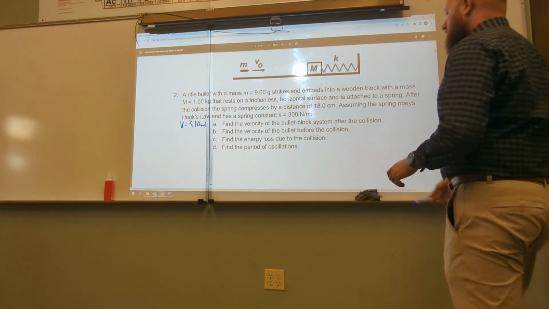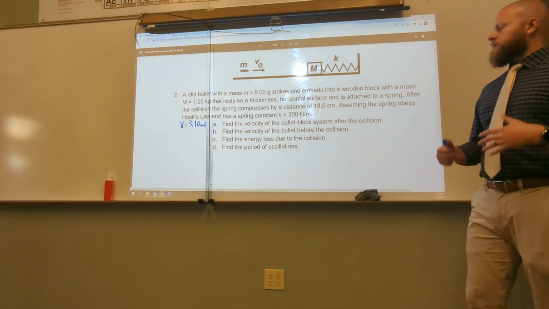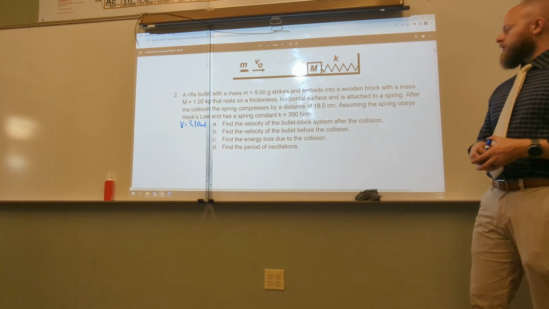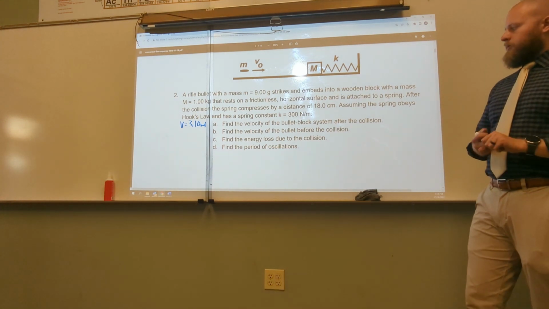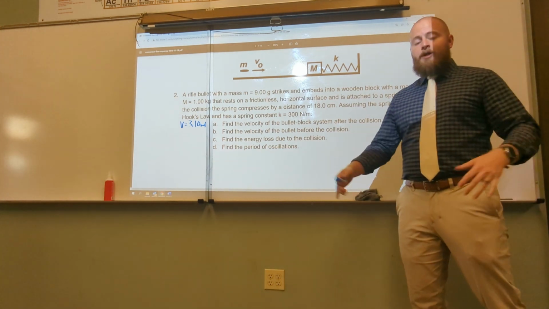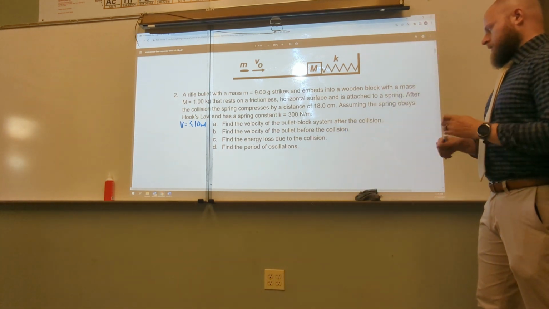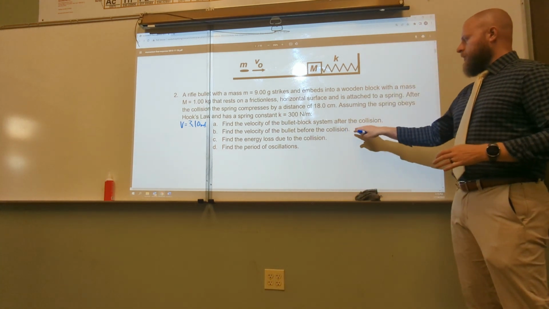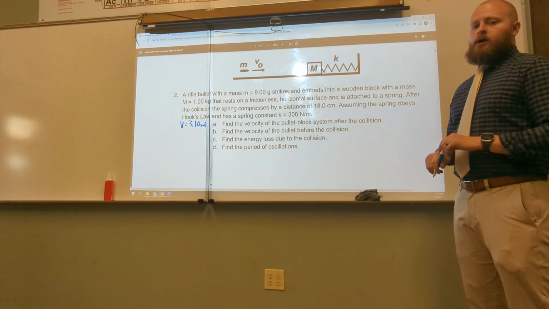Hello, let's look at part B. So now we need to actually just find the velocity of the bullet before the collision. So this is a collision question. This is just a straight momentum question. Okay, part A is sort of the tricky part. This one is a little bit more straightforward.